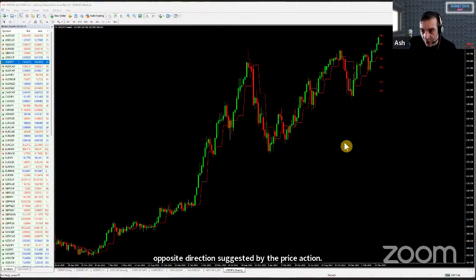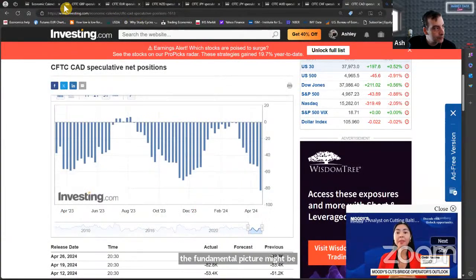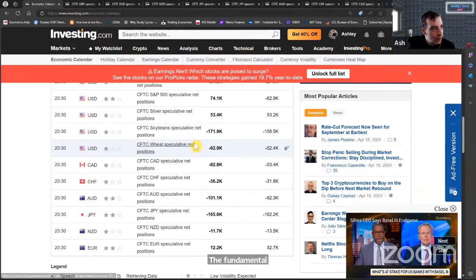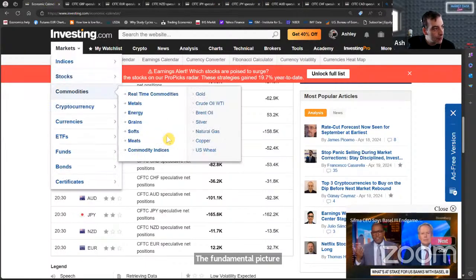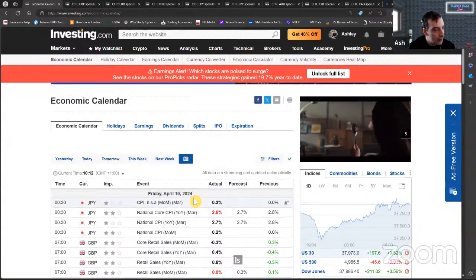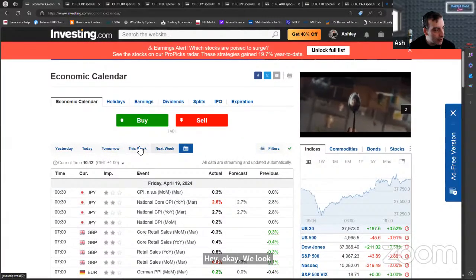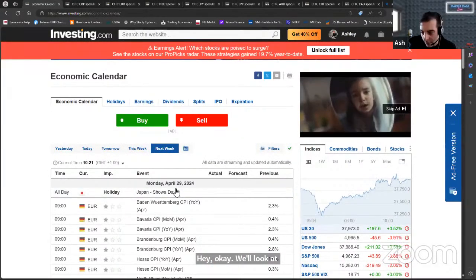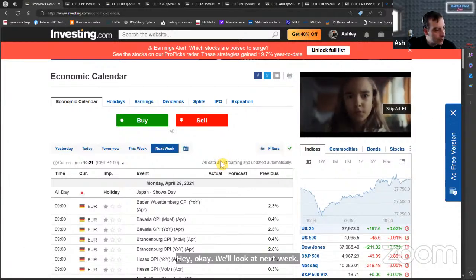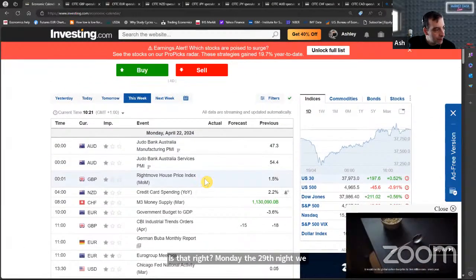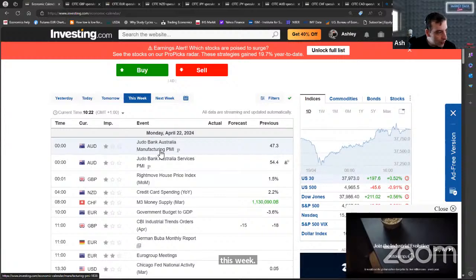Now, if we go back to the investing.com and have a look at what the fundamental picture might be. Okay, we'll look at next week. Is that right? Monday the 29th. No, we want to look at this week. Now we've got to look at what's going to move. What's the most likely thing to move the market?